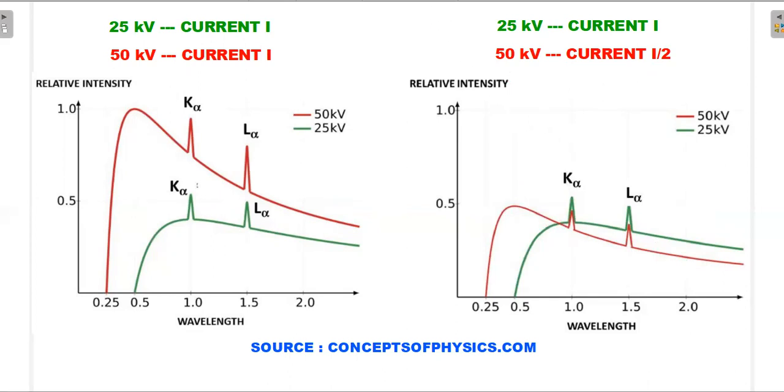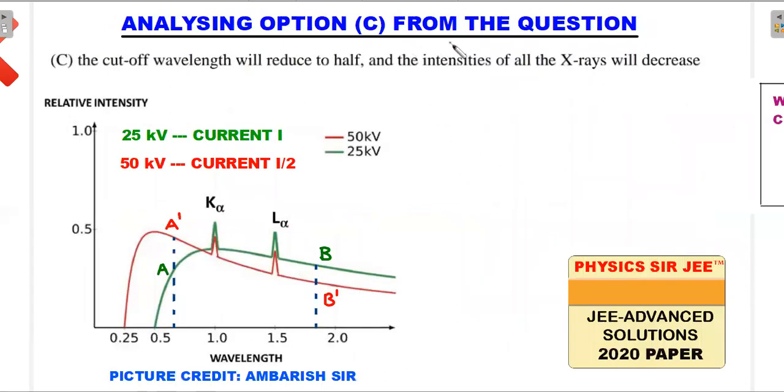So analyzing option C in the original question, it said the cutoff wavelength will reduce to half and the intensities of all X-rays will decrease. Now, if you look at this diagram, the picture credit should go to one of my friends and colleagues, Ambarish sir. Last year, when we were trying to apply for a key change, there is a process for JEE Advanced where we object to certain keys. So after having certain discussions, this beautiful diagram was drawn by him and shared with all of us.